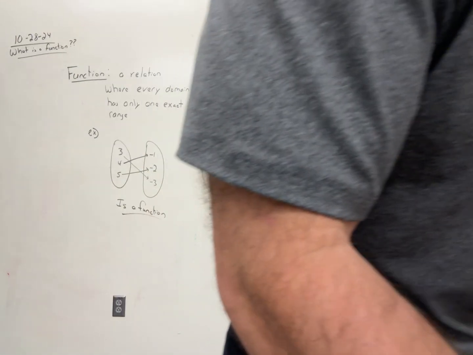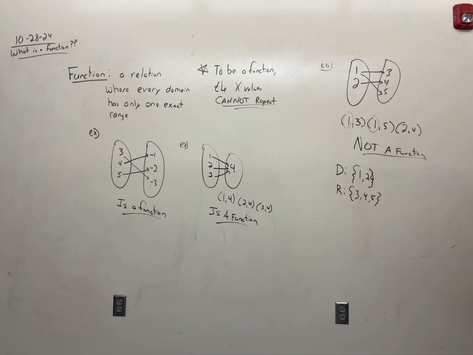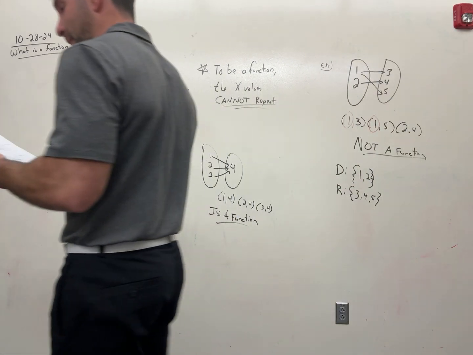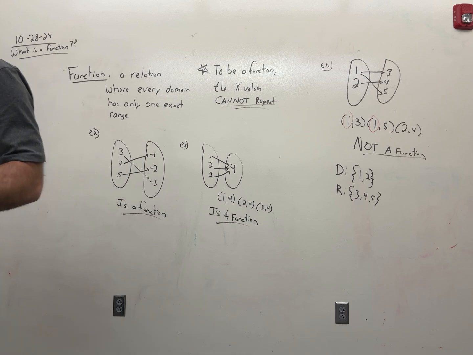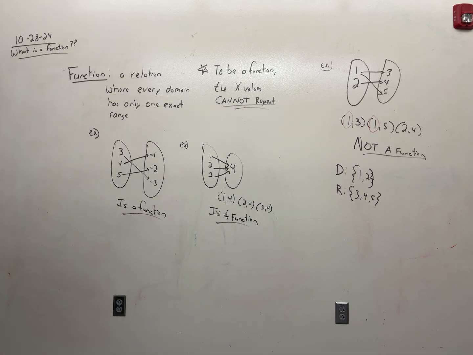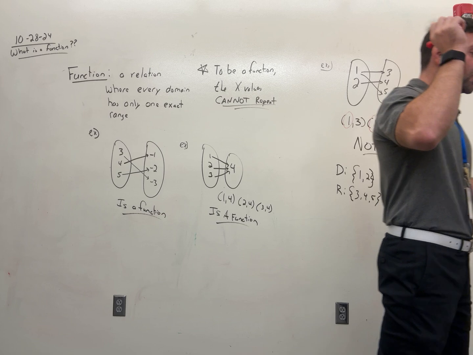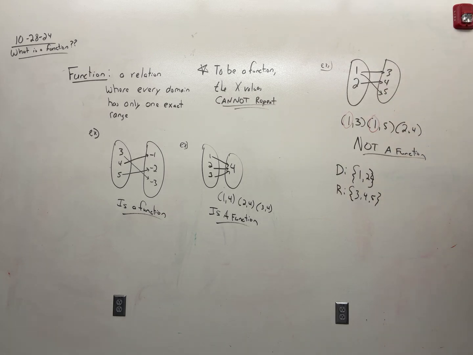Take a look at number 1, please. Number 1 has 4, 6, and 8, and has 2, 3, and 7. We have an arrow going from 4 to 3. We have something going from 6 to 3, from 6 to 7, and from 8 to 3. Is this a function? Why or why not? Because the 6 is repeated. It's going to both 3 and 7. So that is not a function. Everybody good there? You just put yes or no.